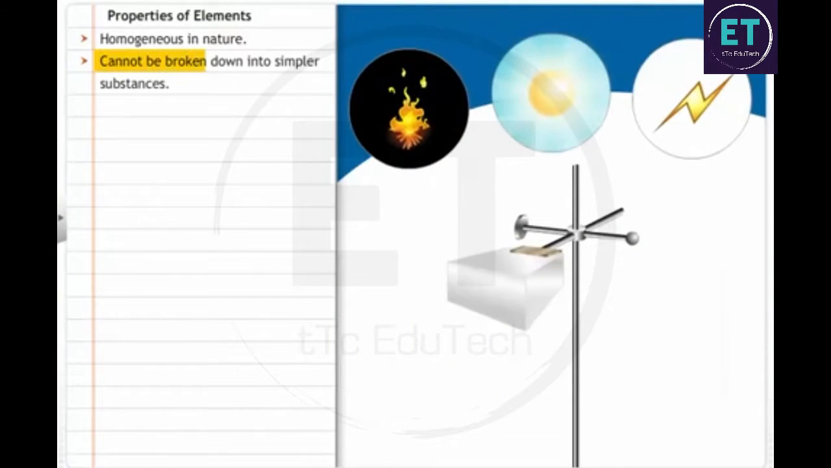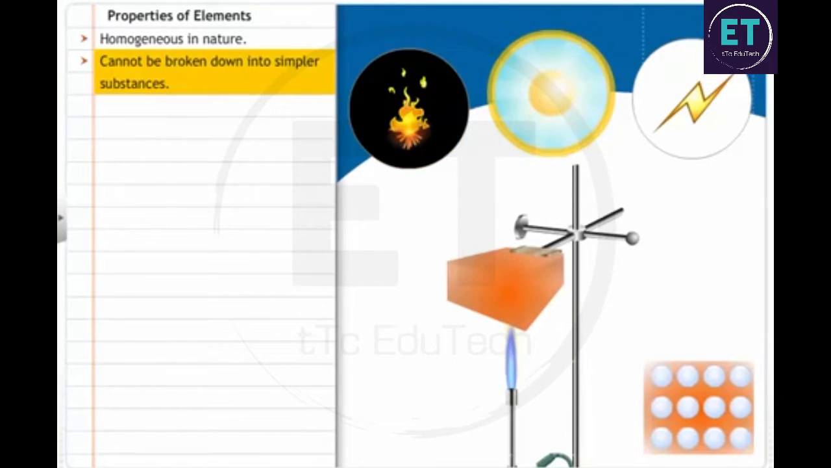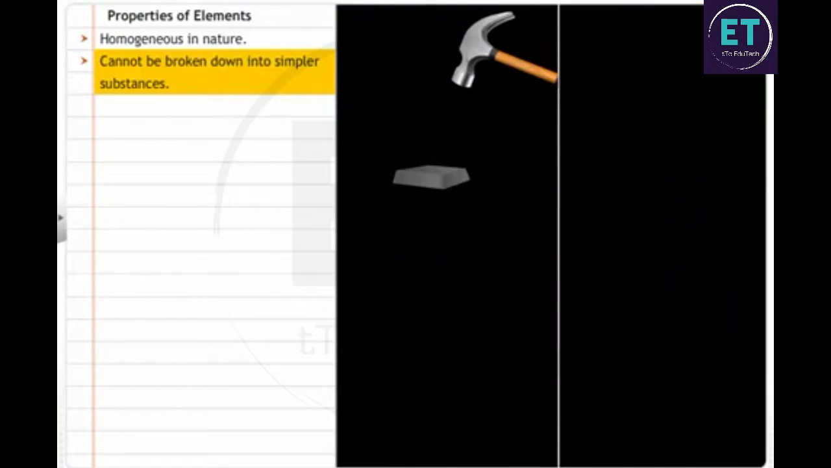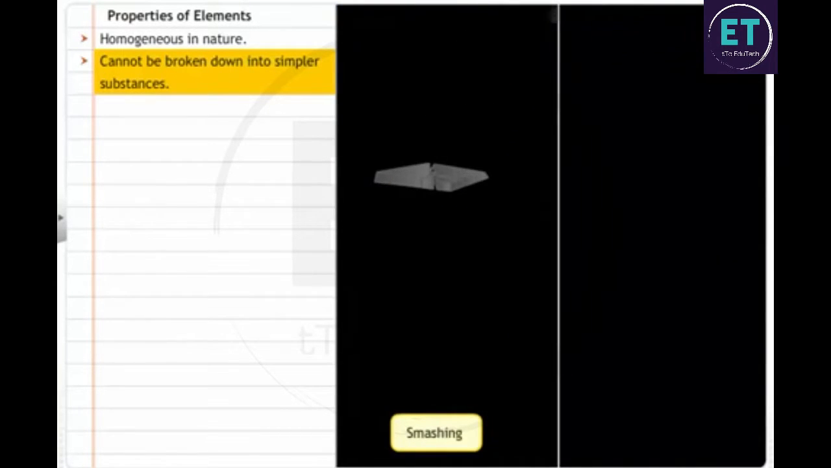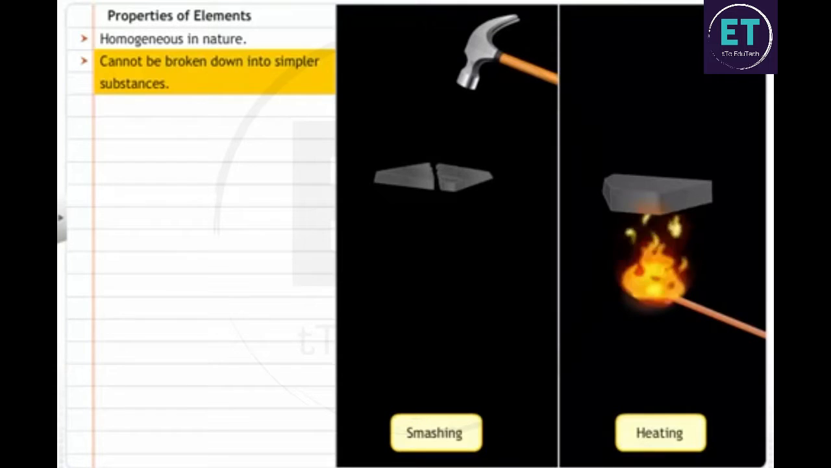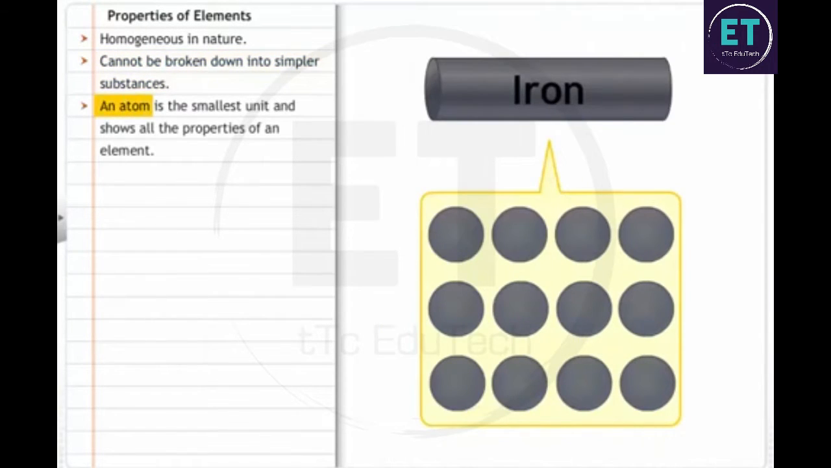An element cannot be broken down into simpler substances by any physical or chemical methods, such as heat, light, electricity, or chemical reactions with other substances. For example, if you were to smash a piece of iron into small pieces or heat it, the piece still remains as the element iron. An atom is the smallest unit that shows all the properties of an element. For example, an atom of iron shows all the properties of that metal.